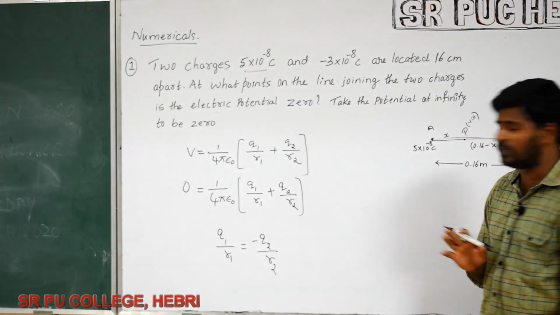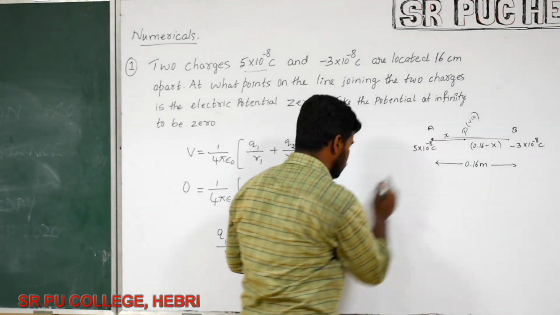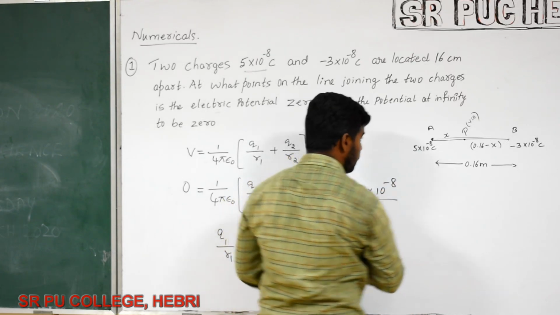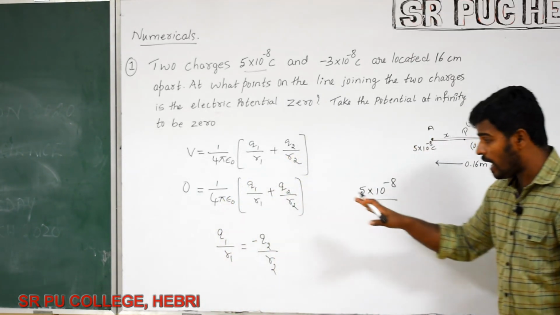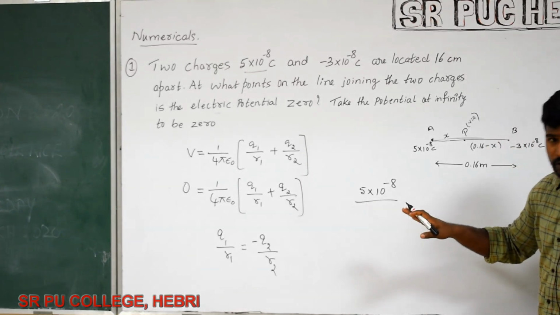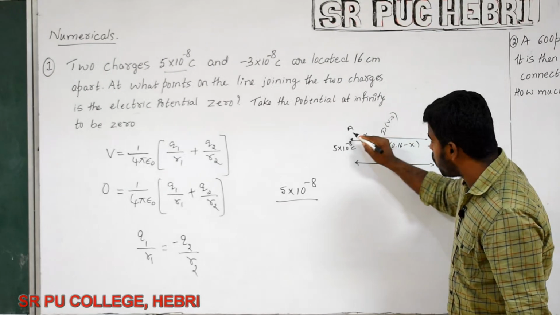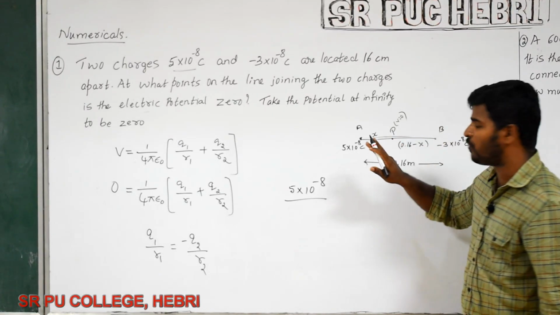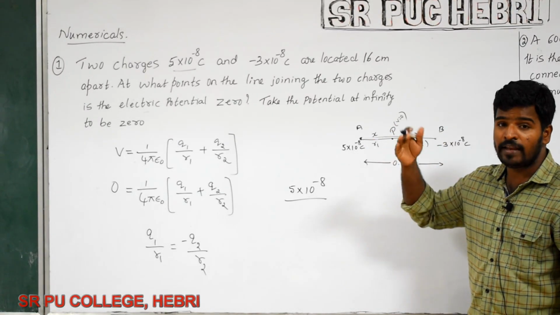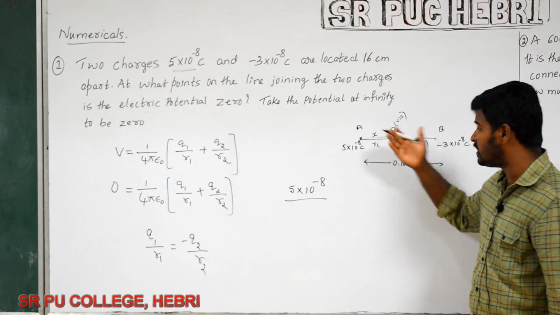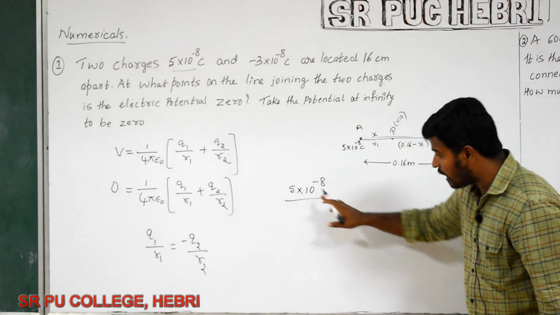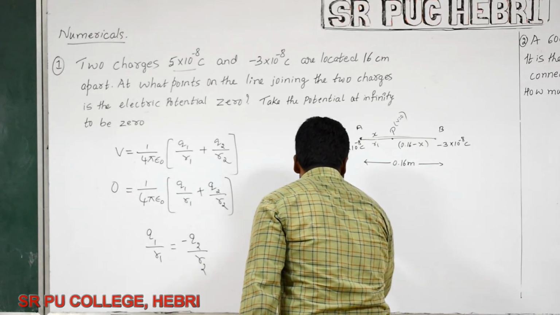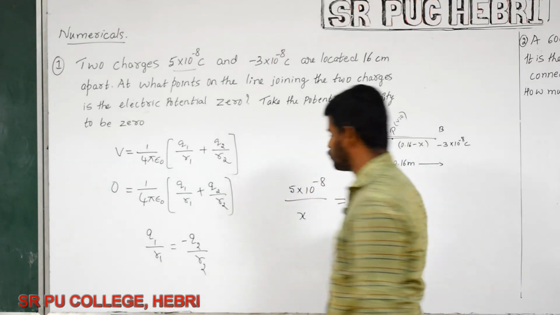The value of Q1 is 5 into 10 raised to the power minus 8 coulomb, divided by R1. What is the value of R1? R1 is the distance from the point A to the point P. That is, R1 is the distance from the charge Q1 to the point where the electric potential becomes 0, and that point is known as P. So in place of R1 what should I write? It is expressed by x itself.